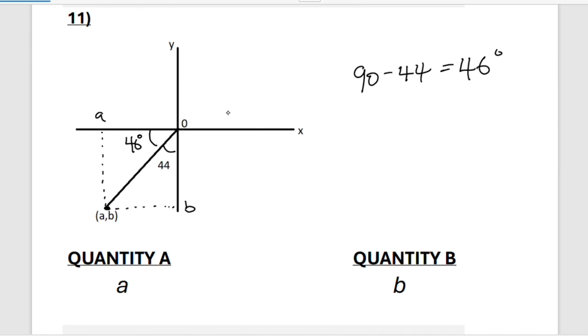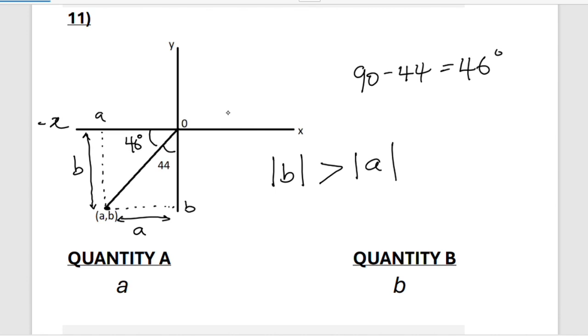Now, a simple trick to know the one that is bigger is just looking at the angles. This is 46 degrees. It is facing this side, and the magnitude of this is B. 44 is facing this region and the magnitude is A. So clearly, the side facing the bigger angle has to be bigger in magnitude. So that simply means that the magnitude of B is greater than the magnitude of A. Because if you look carefully, you can see that this is negative x-axis and this is negative y-axis.